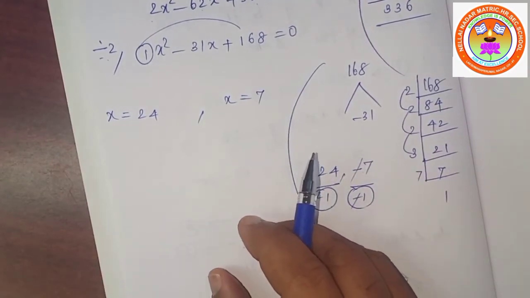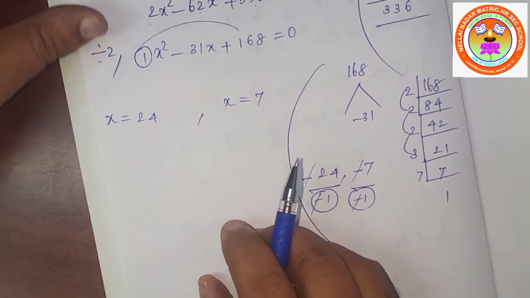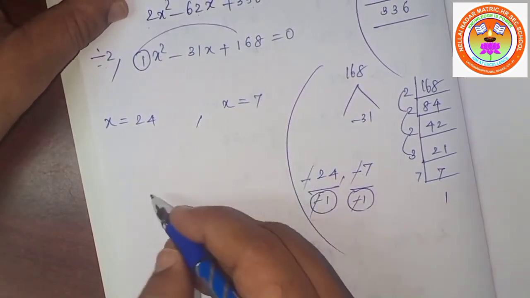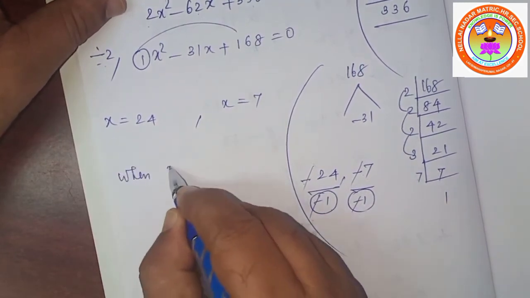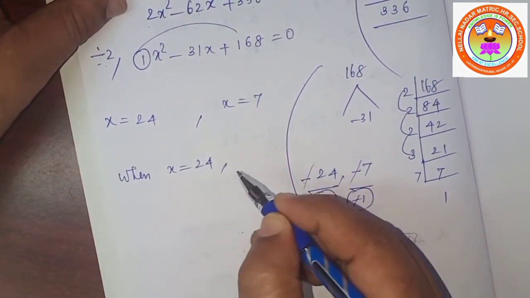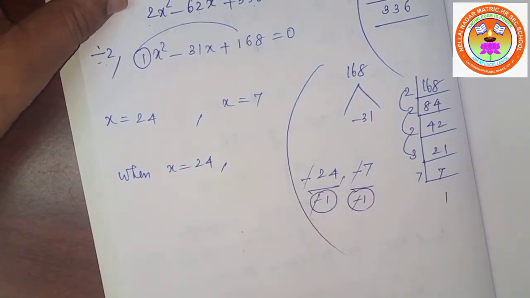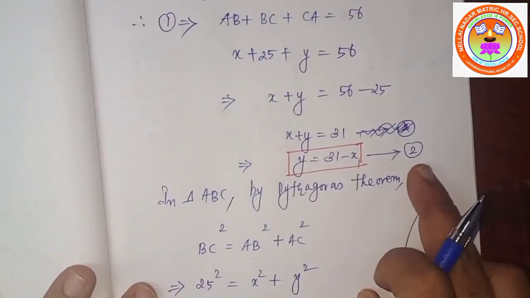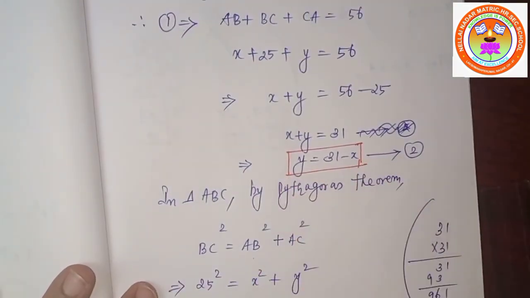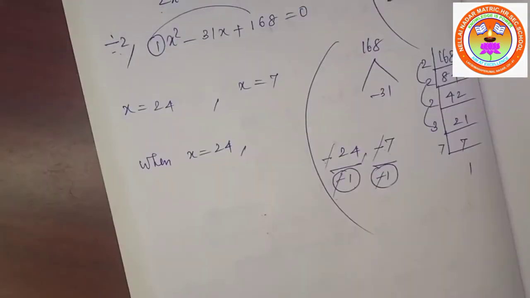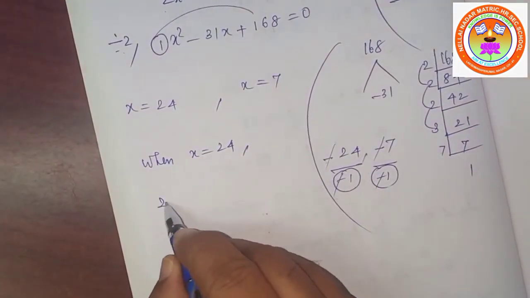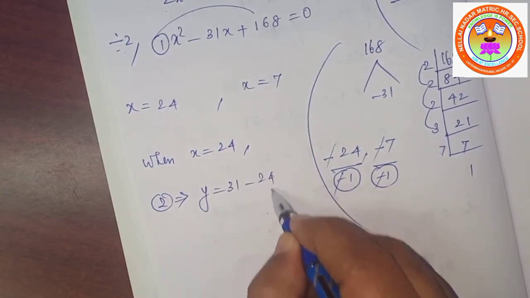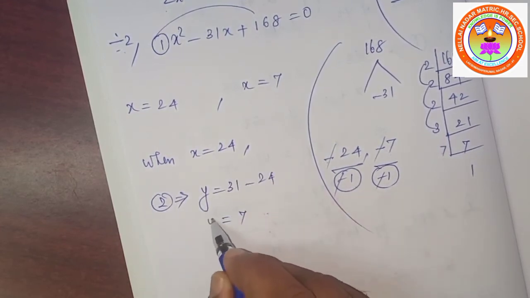Which one to be taken? First I take 24. We can find the value of y. After that we can decide which one is the smallest side. When x is equal to 24, I am going to find y. Equation number 2, we have y equal to 31 minus x. X value is 24. 31 minus 24 equals 7.